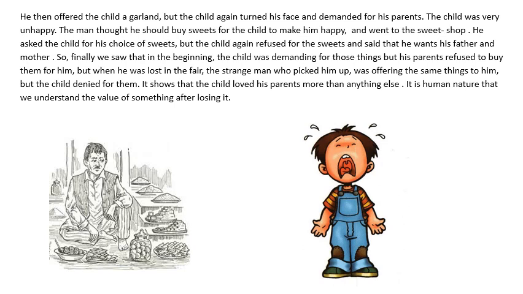But the child again refused the sweets and said that he wanted his father and mother. So finally, we saw that in the beginning the child was demanding those things, but his parents refused to buy them for him. But when he was lost in the fair, the strange man who picked him up was offering the same things to him, but the child denied them. It shows the child loved his parents more than anything else. It is human nature that we understand the value of something after losing it.